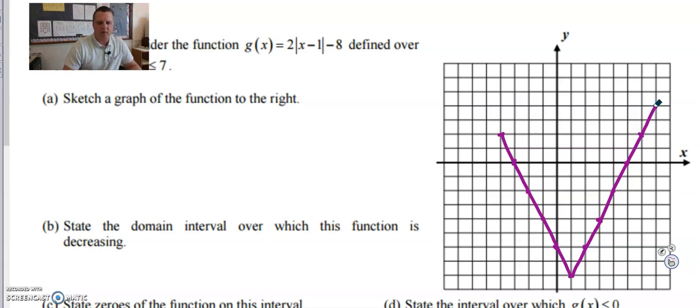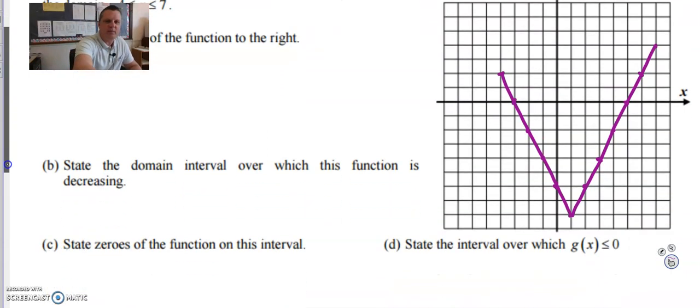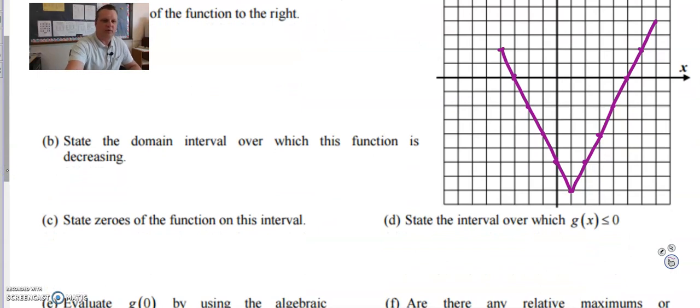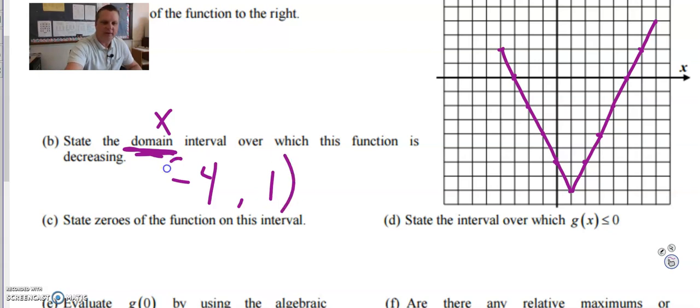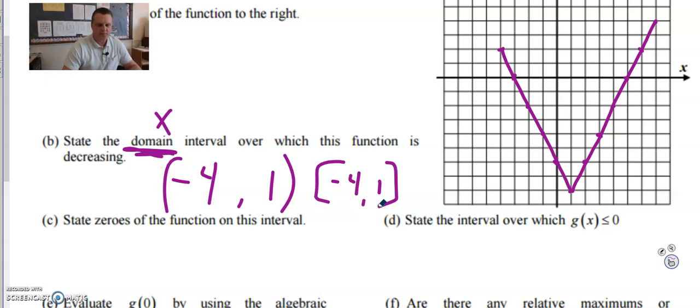State the domain interval over which the function is decreasing. So the function, no, remember the domain interval. The domain are your x values. So my domain interval for which the function is decreasing is -4 to 1. And it could be either parentheses or brackets. Either one is acceptable. Okay, so -4 to 1. State the zeros of this function.